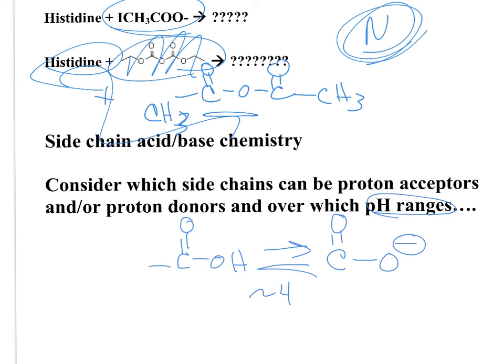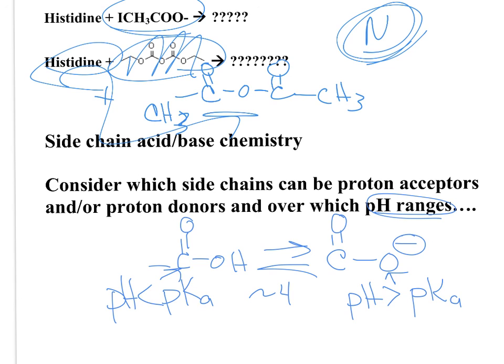So over which pH range, for instance, will aspartate or glutamate, knowing its pKa, be a base? It'll be a base when the pH is greater than the pKa, because it will be in that state predominantly. And in this, when the pH is less than the pKa, in other words, it's more acidic, this will be the species that's more predominant.